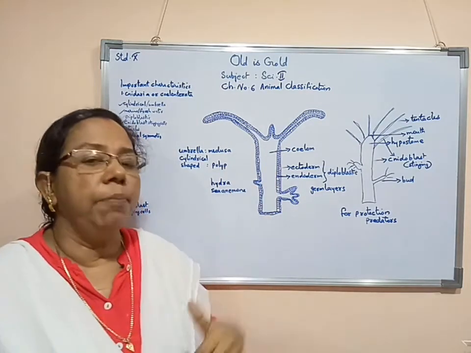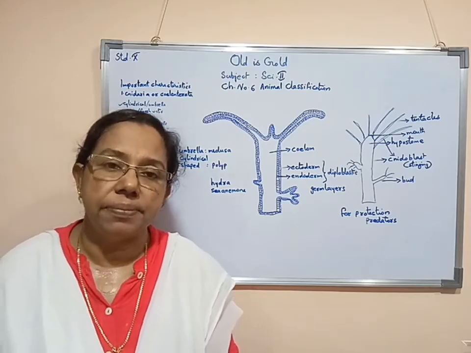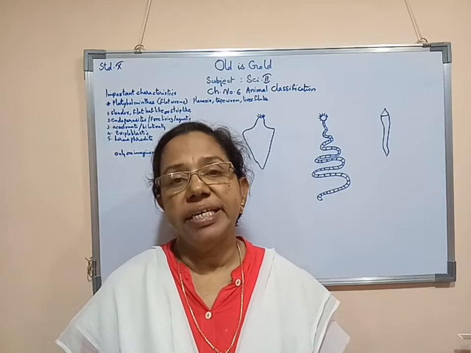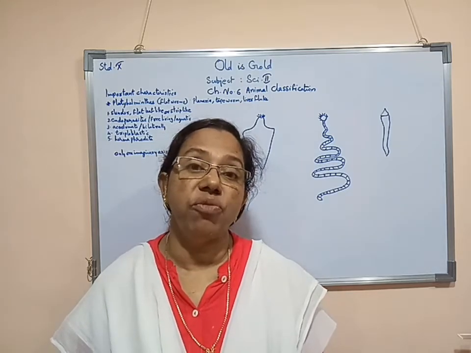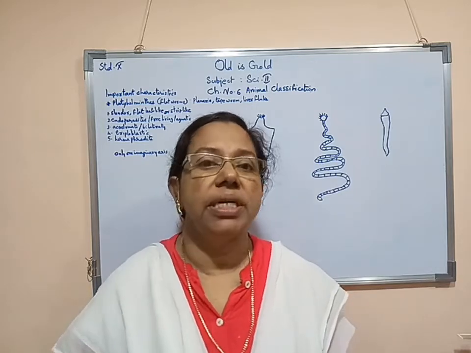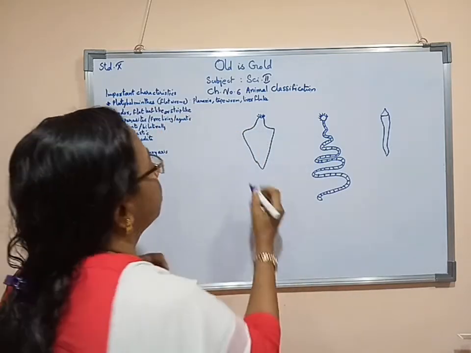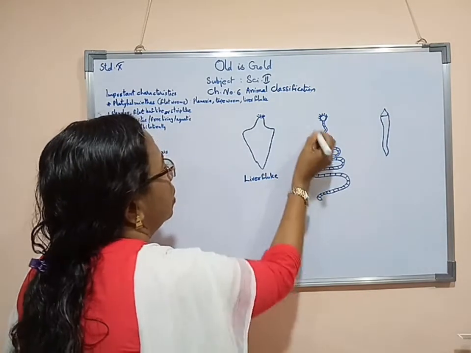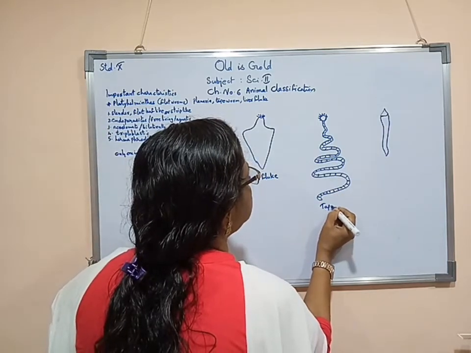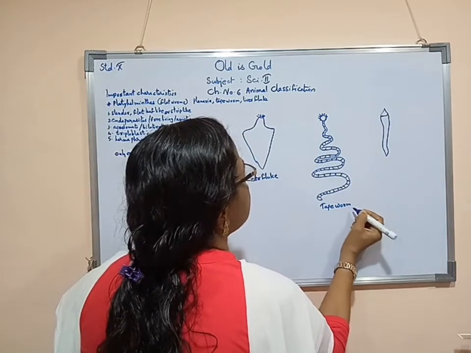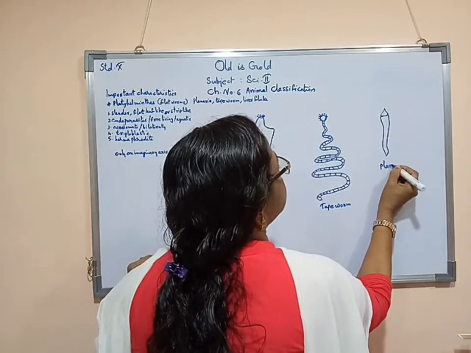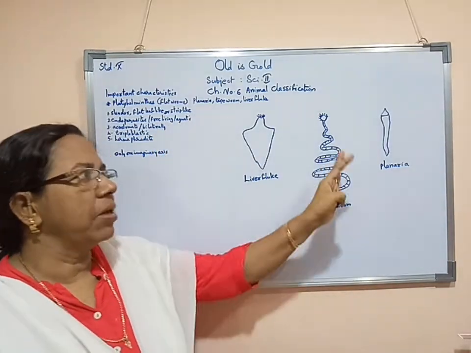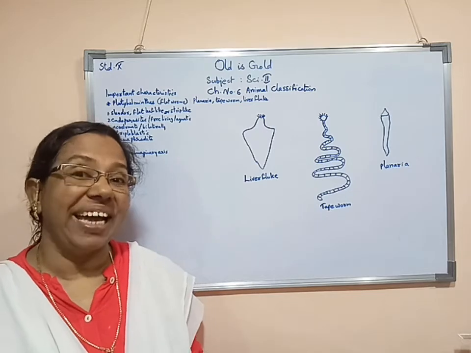These are the important characteristics of cnidaria. What are the important characteristics of platyhelminthes? Platyhelminthes has one more name, that is flat worms. Examples: this is a liver fluke. This is a tapeworm. And this is planaria. So here we have three examples of platyhelminthes or flat worms.